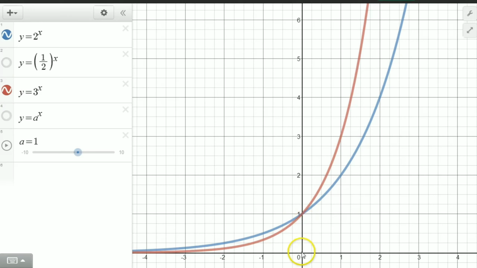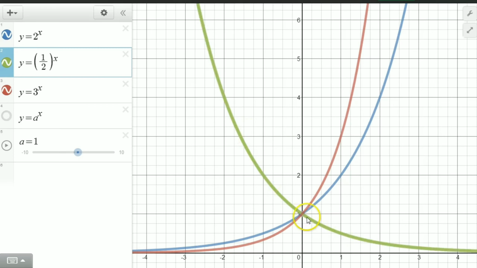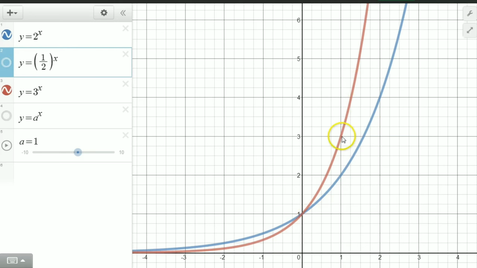Again, x is 0, y is 1, because it doesn't matter whether it's 2 to the power of 0 or 3 to the power of 0, or even, if we bring up this other line again, a half to the power of 0. Anything to the power of 0 is 1. And when x is 1, the red line is going to go through 3. So this is y equals 3 to the 1. If it was 4 to the 1, obviously 4 to the power of 1 is 4, it would go through this point here. 5 to the 1 would go through this point here.